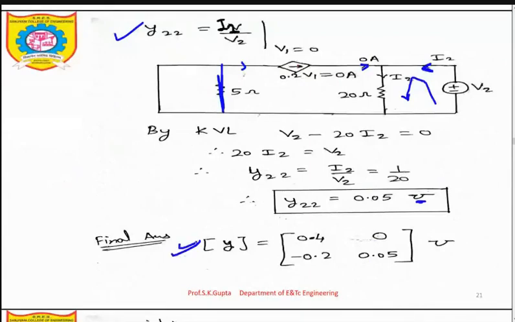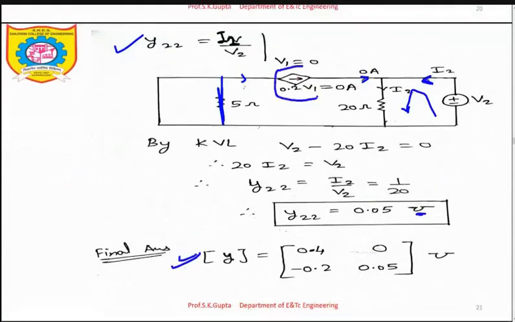Okay, one more thing. As you can see, a dependent source was present in the network. Definitely it is not a reciprocal network. Y12 is not the same as Y21. That's why it is not a reciprocal network. Again, Y11 is not equal to Y22, so it is not a symmetrical network. As you can see, here 20 ohm, here 5 ohm, we cannot divide the network into two equal halves. That's why it is not a symmetrical network.